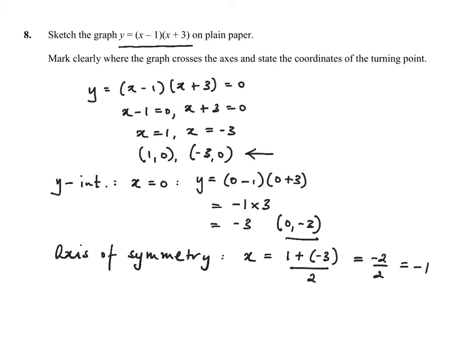Now I want to work out the y value of the axis of symmetry, so I'm going to substitute this value minus 1 into this equation here. So y equals minus 1 minus 1 times minus 1 plus 3, and that's minus 2 times 2, and that is minus 4.